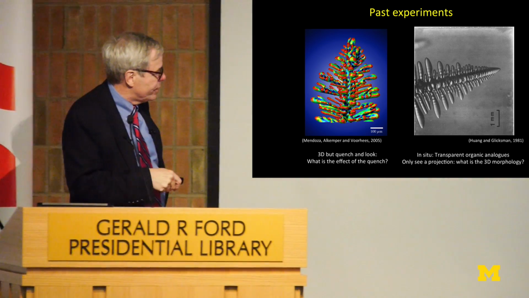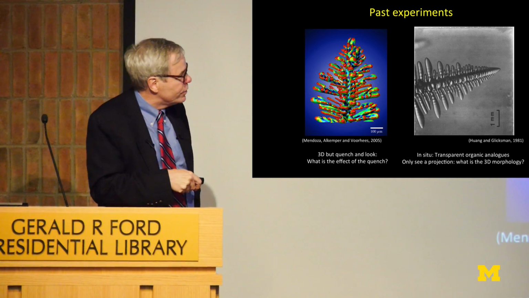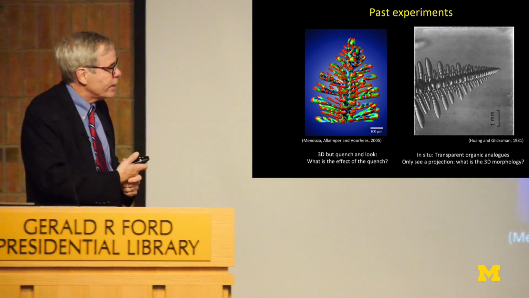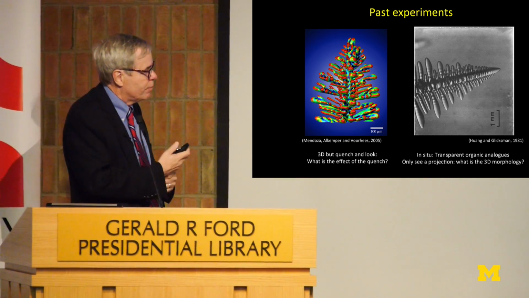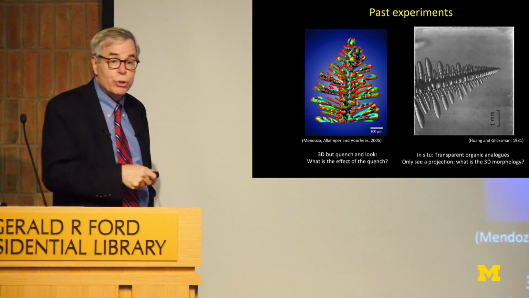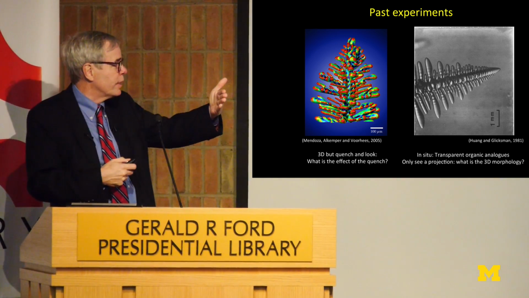The other way to look at these dendrites is to have them grow in situ and look at them through a light microscope. And this is succinonitrile. It's a plastic organic material. The problem here is that you only see the projection. You only see the actual 2D projection.